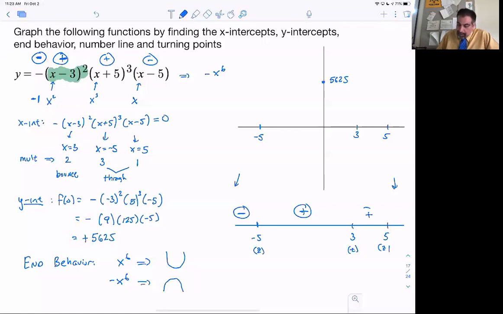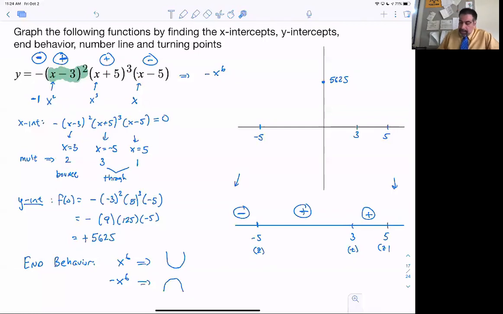Now, if you think about that, that makes sense. We were told the multiplicity of 3 was 2. That means we're going to get a bounce on the x-axis. What that means is our function is going to be above the axis, come down, and bounce back up. So we can predict that from the multiplicity.